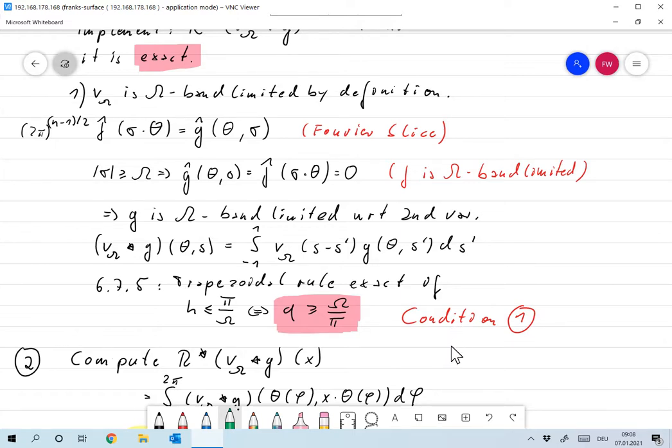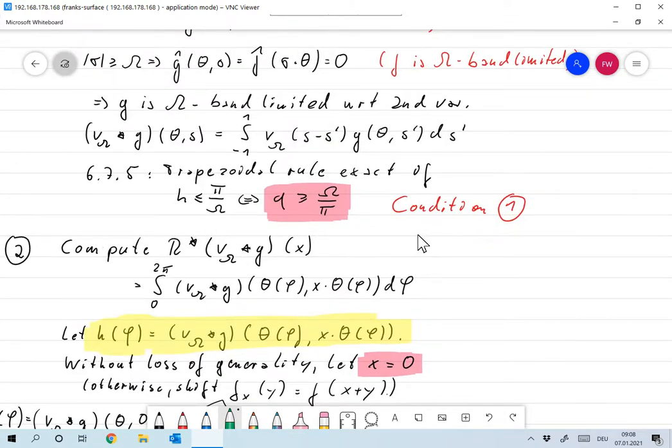We know what the resolution on the line should be. We need to use q larger or equal to omega over pi. So that's the minimum number of sensors that we need to guarantee a resolution of omega. Okay, so that's one thing. Now we want to derive a condition on the number of angles that we need, so the number of directions from which we need to view the Radon transform.